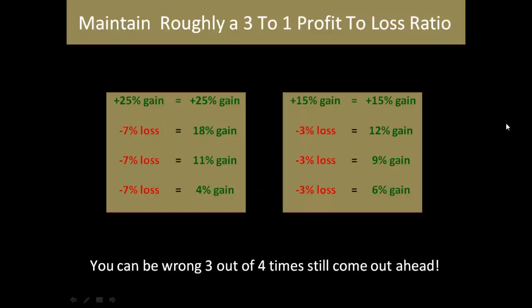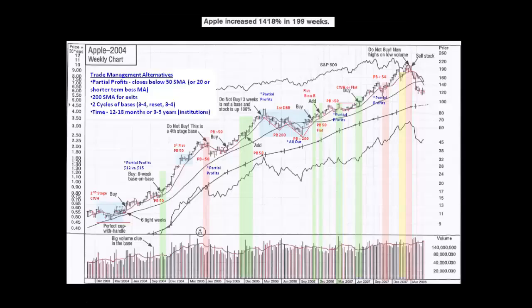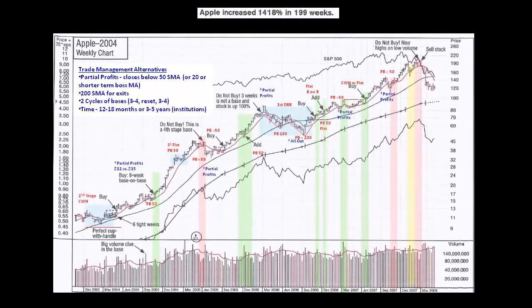If we maintain this 3-to-1 profit ratio, maybe on the first stock, it's a bull market, things are going, I make a 25% gain. Then I have a series of bad luck and I take 3 losses in a row. Well, I still have a 4% gain when all's said and done. In a bear market, same thing. I get a 15% gain, and then I have 3 losses of minus 3% in each one, and I'm still up 6%. Let's look at a couple of charts and see how we might apply the CanSlim methodology.